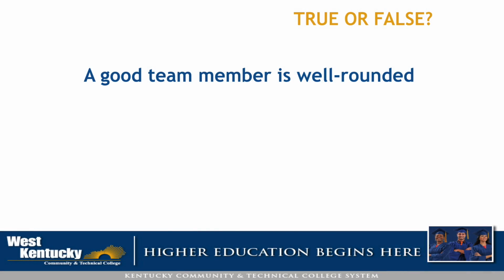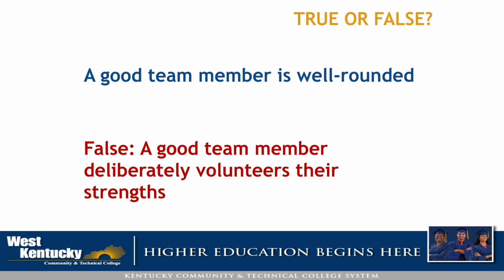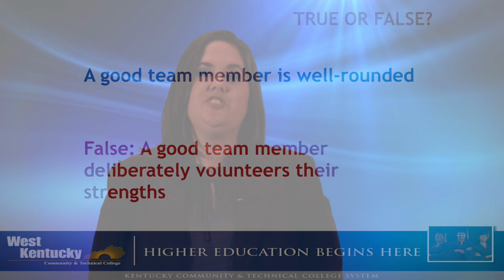The next true and false question I would like for you to answer is, a good team member is well-rounded? Again, you probably answered true, but the answer is actually false. A good team member is someone who deliberately applies their strengths to the team or to the organization. You know, many times we've been told we want you to be well-rounded, we want you to take all these different classes, we want you to be exposed, and that's true, we do.